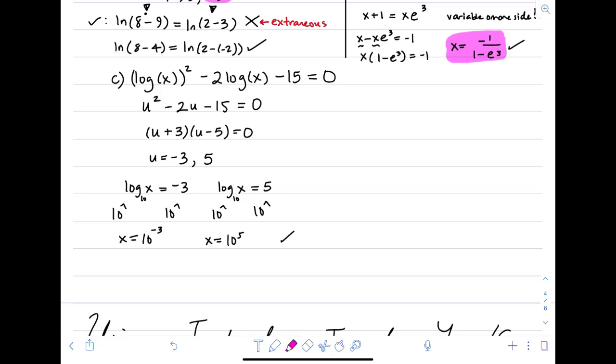And I've already checked them, and it turns out that both of them are solutions, but you guys can verify that yourselves as well.